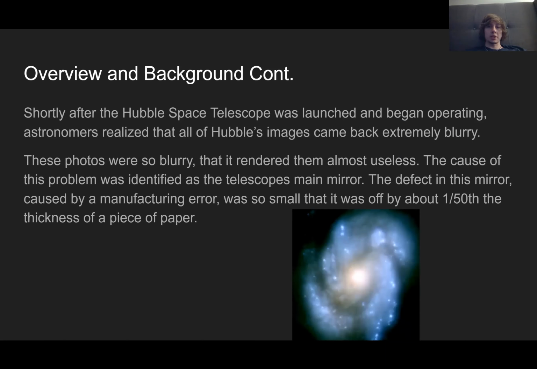Shortly after the Hubble Space Telescope was launched and began operating, astronomers realized that all of Hubble's images came back extremely blurry. These photos were so blurry that it rendered them almost useless. The cause of this problem was identified as the telescope's main mirror. The defect in this mirror, caused by a manufacturing error, was so small that it was off by only about 1/50th the thickness of a piece of paper.